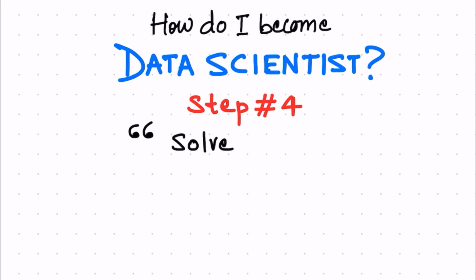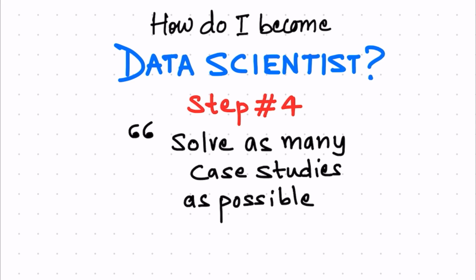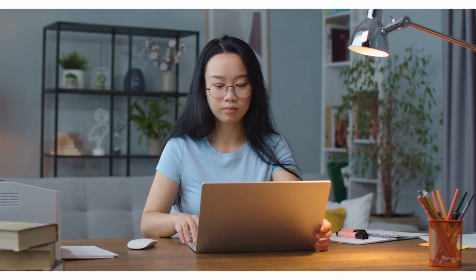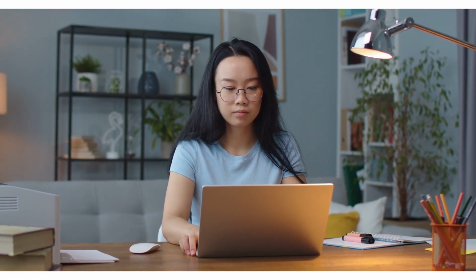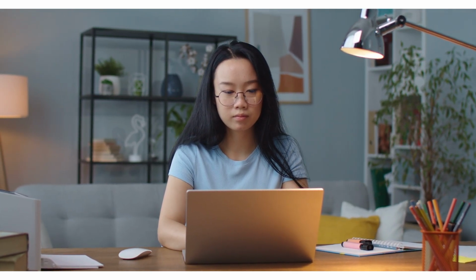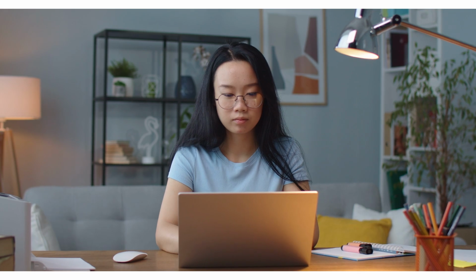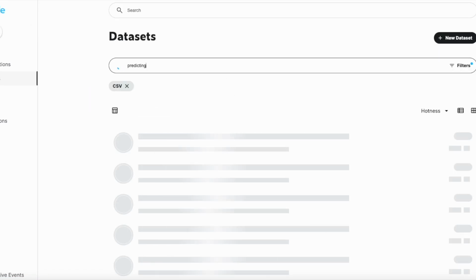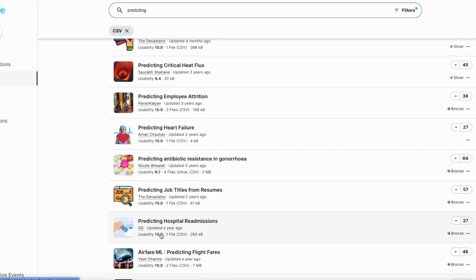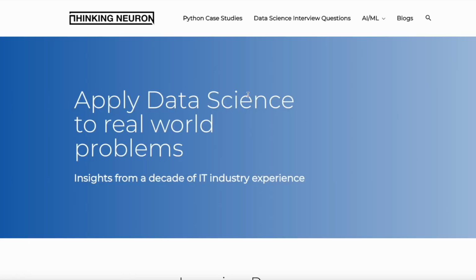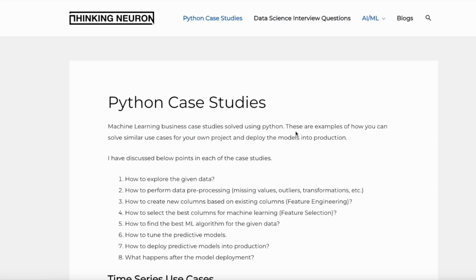Step 4. Solve as many case studies as possible. Struggle with as many new and unknown data sets as possible. Remember, there is no shortcut to learning. The more cases you solve, the more you will learn and become confident in the job interviews. Kaggle is a very good starting point to find many case studies and datasets. I have also created some end-to-end case studies on my website, thinkingneuron.com. I have given the link in the description for both of these.